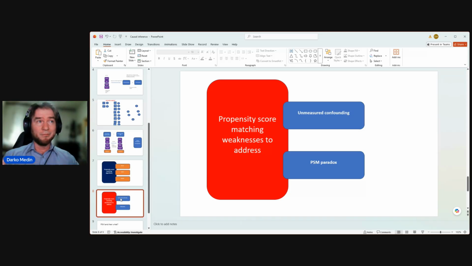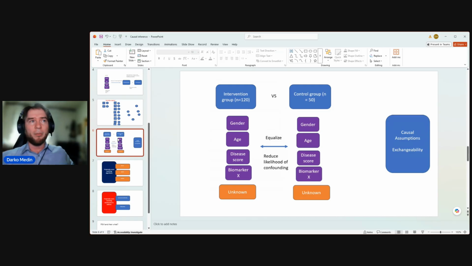The second problem that may arise, and it's actually well described in the literature, is called the PSM paradox, or the propensity score matching paradox. What it is. Now let's go back to this slide to explain it better. So our goal is to equalize the known covariates, potential known sources of confounding. In this case, it's age, gender, disease score, and biomarker. And let's say we achieve that. Let's say we do a very good propensity score matching. We equalize these variables. They're no longer affecting our analysis. And now we think we can do causal analysis.